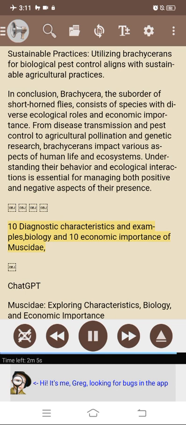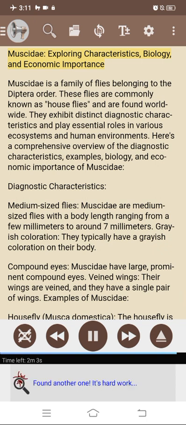10 diagnostic characteristics and examples. Biology and 10 economic importance of Muscidae. ChatGPT. Muscidae. Exploring characteristics, biology, and economic importance. Muscidae is a family of flies belonging to the Diptera order. These flies are commonly known as house flies and are found worldwide. They exhibit distinct diagnostic characteristics and play essential roles in various ecosystems and human environments. Here's a comprehensive overview of the diagnostic characteristics, examples, biology, and economic importance of Muscidae.